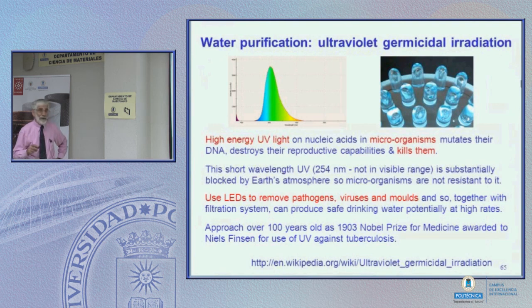I mentioned learning from nature. Over 100 years ago, in 1903, the Nobel Prize for Medicine was given because Niels Finsen realized ultraviolet light could help with tuberculosis. So don't forget to read your history, because we can learn a lot from history. And don't forget to break your seashells, because we can learn a lot from nature.